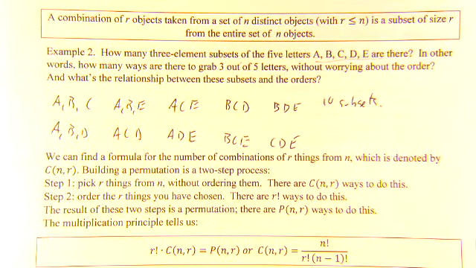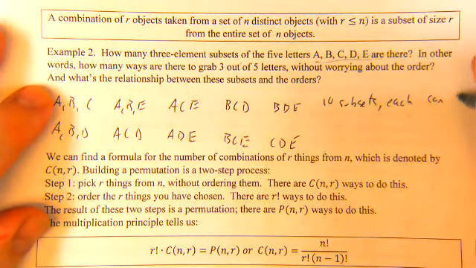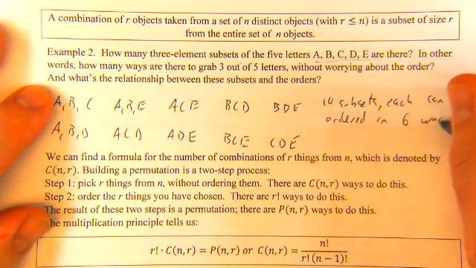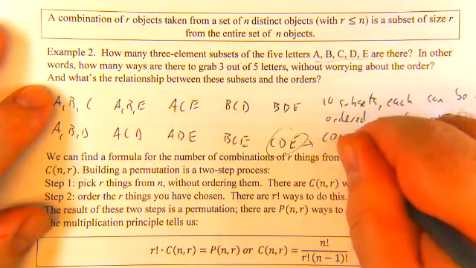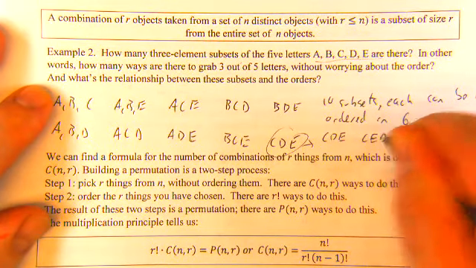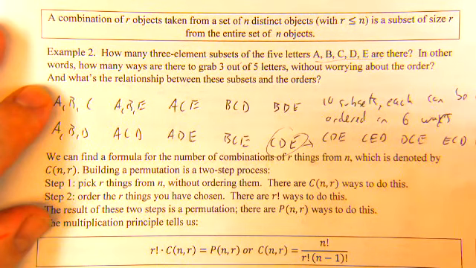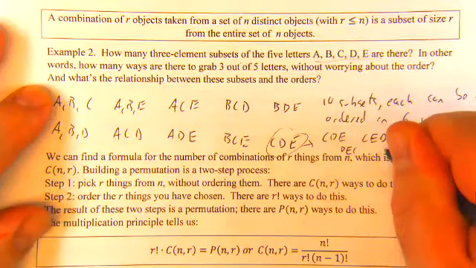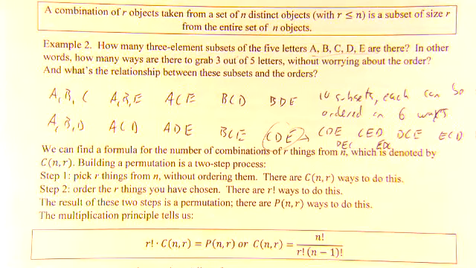Note that each one of these can be ordered in 6 different ways. Right, so CDE could be ordered as CDE, as CED, as DCE, as ECD, as, let's see, now we start with, put the C at the back, DEC, and EDC. So there's the 6 orderings.